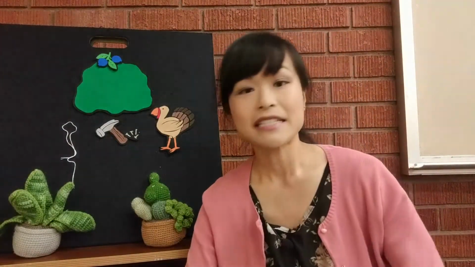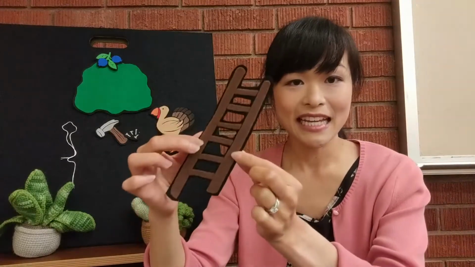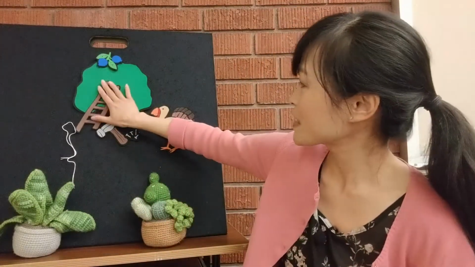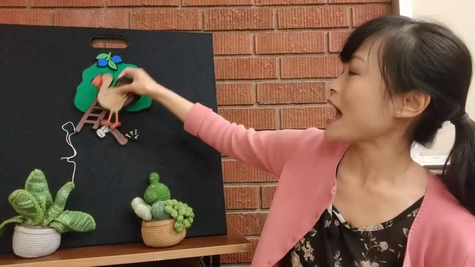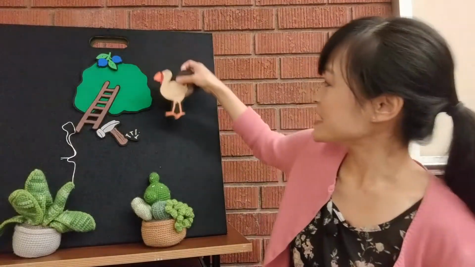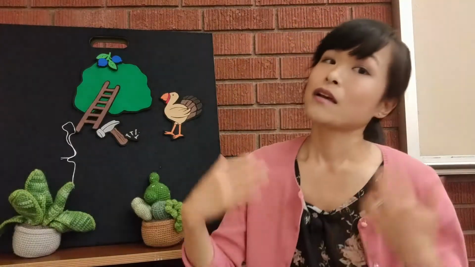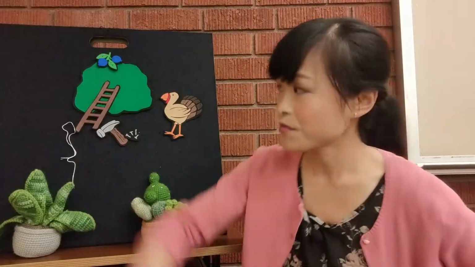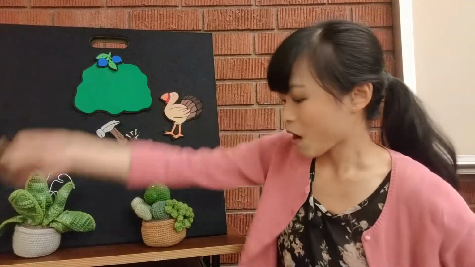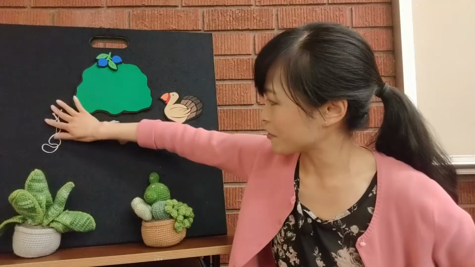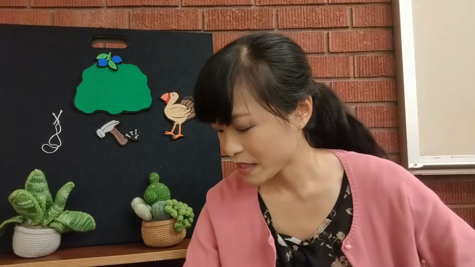Thought the turkey, if I could just find some sticks, then I could use the hammer and nails to build a ladder. Then I could climb up the ladder and reach the juicy sweet berries up high. But he couldn't find any sticks. What he did find, however, was a can.